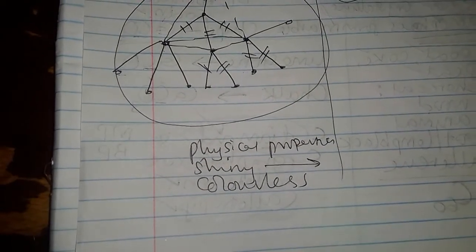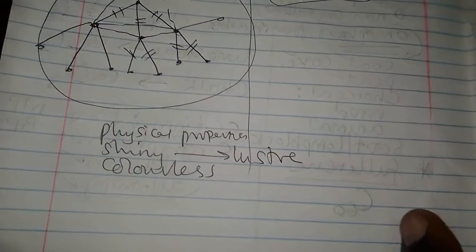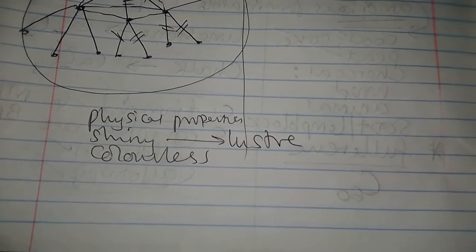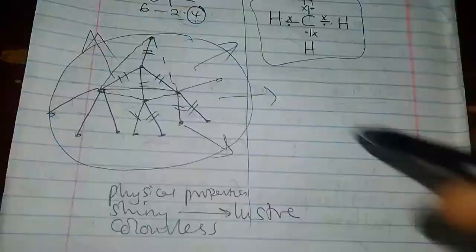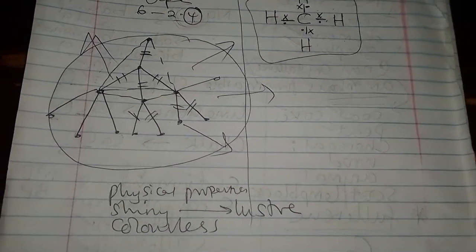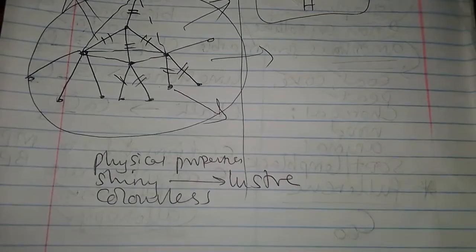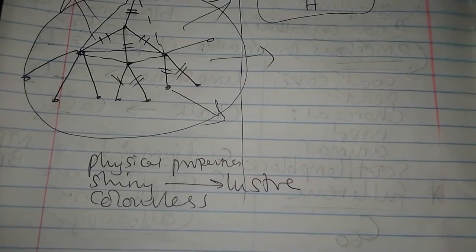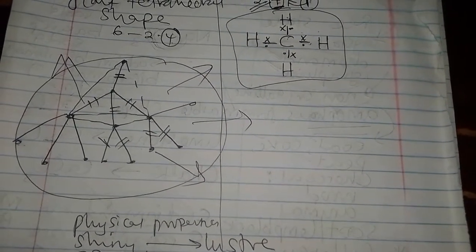Now why does it look shiny? Looking shiny is the same as having what you call a particular luster, a particular appearance. It is colorless and very shiny, or has a particular luster, because of what we call its high refractive index. It has a high optical dispersion. So when light falls on it, the light gets dispersed, so it looks so shiny.